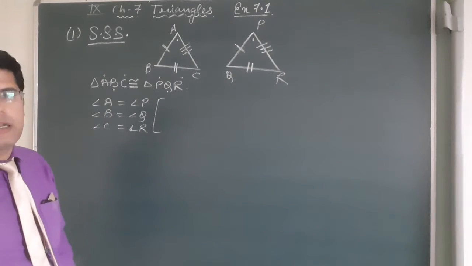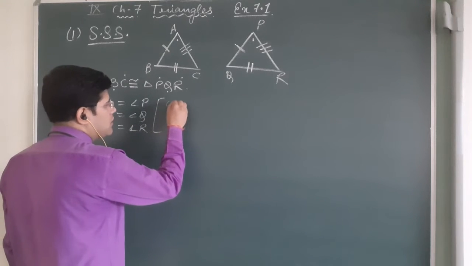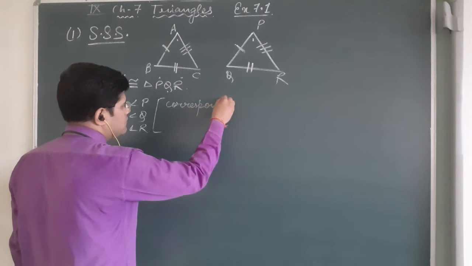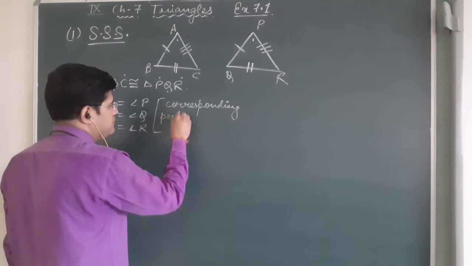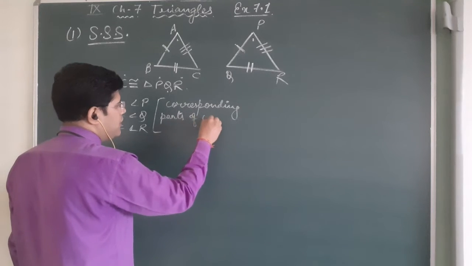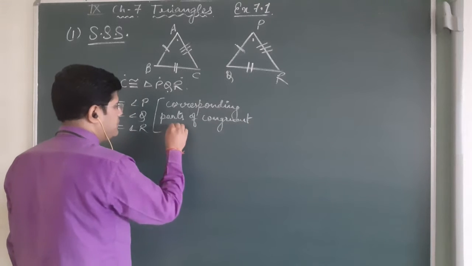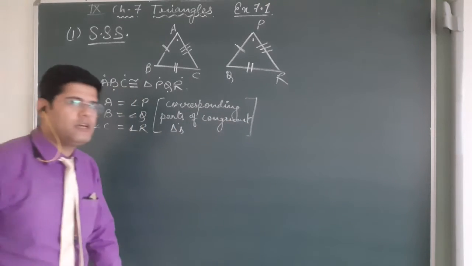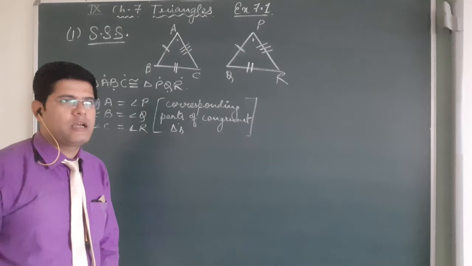But by which property? Here you have to learn one more thing: corresponding parts of congruent triangles. But this rule can be used only after proving congruency. Before congruency, if you write it, it will not be correct.